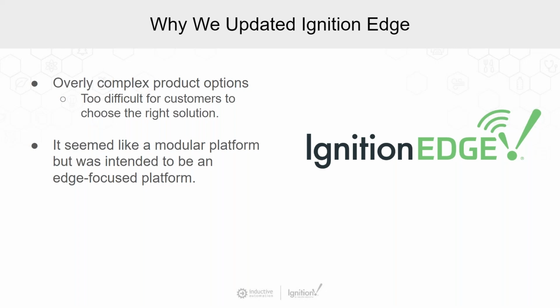We spend a lot of time talking about Edge and what's right for them, and we just wanted to make that simpler. Also, Edge was starting to look more like a modular platform to us, which is really what standard Ignition is supposed to be. Standard Ignition is modular in that you can pick and choose exactly what you need. And we really intended Ignition Edge to be more purpose-built. So this is putting it more in line with what the original intent of Ignition Edge was.